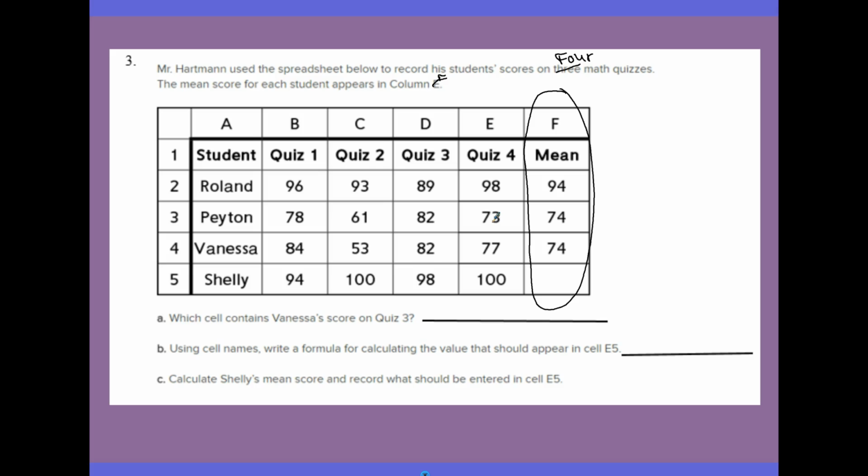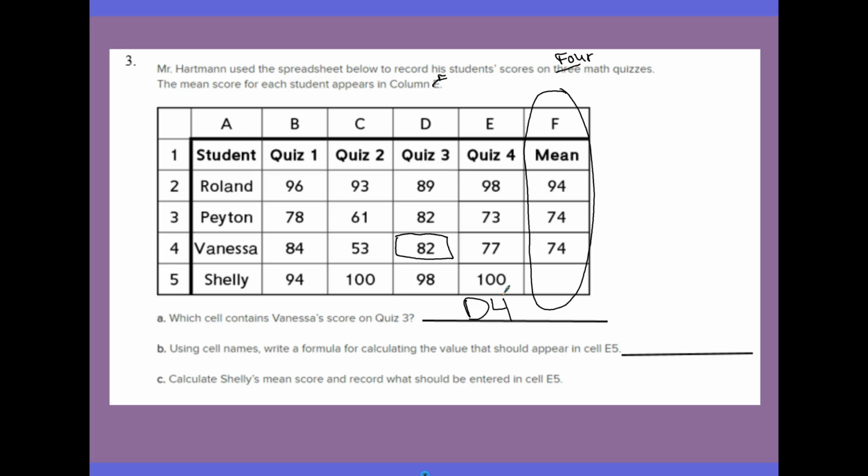So which cell contains Vanessa's score on quiz 3? I'm going to look for Vanessa. Her score on quiz 3 was 82. So this cell contains that score. This cell would be cell D4 because it's column D and it's row 4. So I'm going to write D4 right there for my answer.